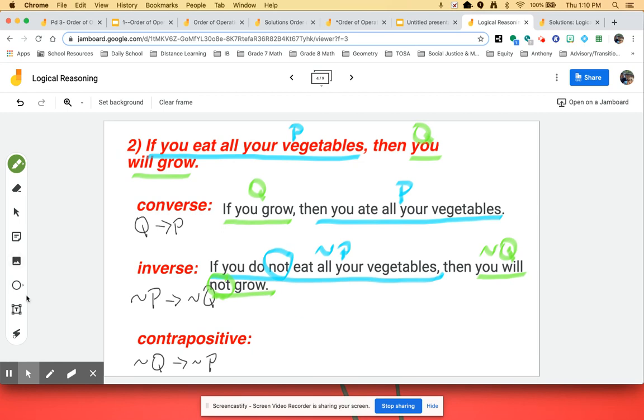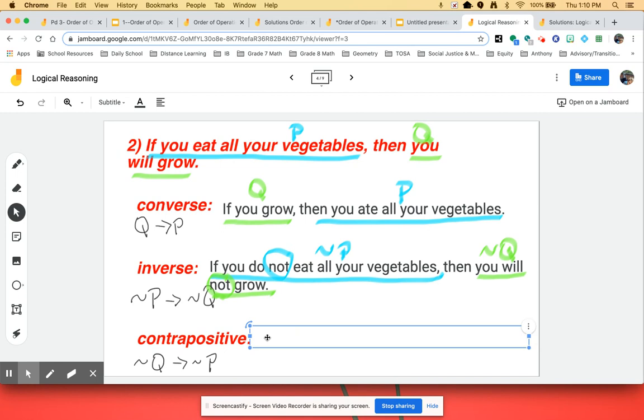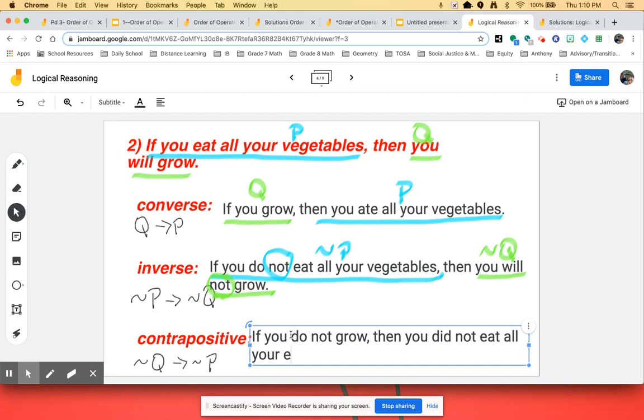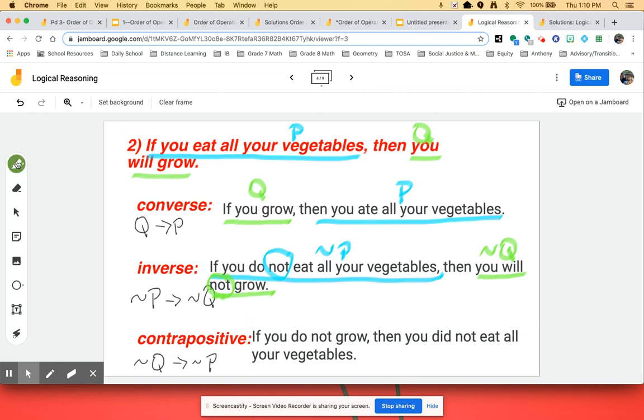And then our last one, our contrapositive, is where we reverse the statements and then we negate them. So going back to the original statement, if you do not grow, then you did not eat all your vegetables. And to mark those, so if you did not grow, that was our not Q.